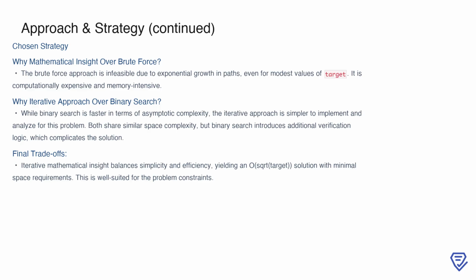The brute force method is clearly infeasible due to its exponential time and space requirements, even for moderate target values. Between the iterative and binary search methods, the former stands out for its simplicity and ease of implementation. Both approaches share similar space complexity, but the iterative solution avoids the additional complexity of verifying conditions during binary search. Ultimately, the iterative method strikes a balance between efficiency and simplicity, achieving an O(sqrt(target)) solution with minimal memory usage, making it well suited for this problem.